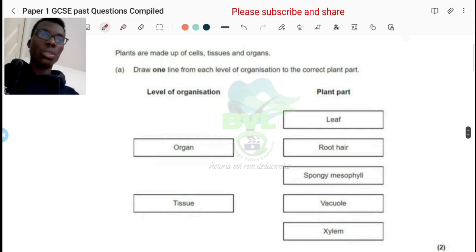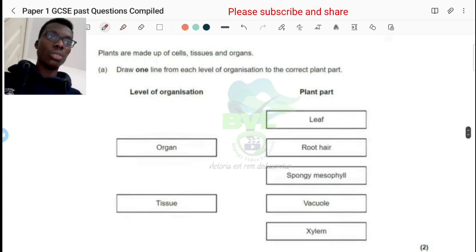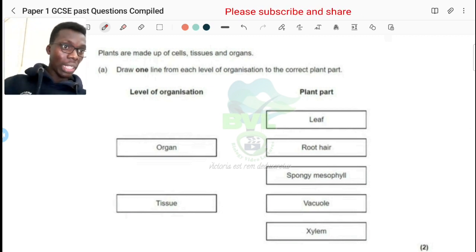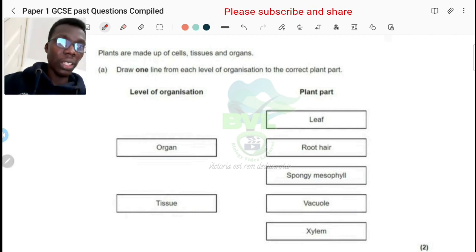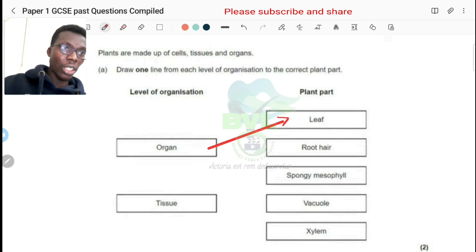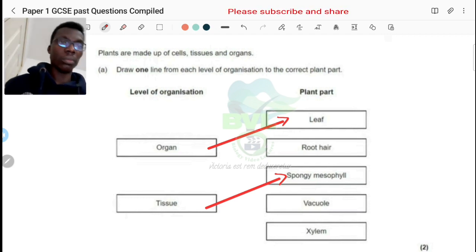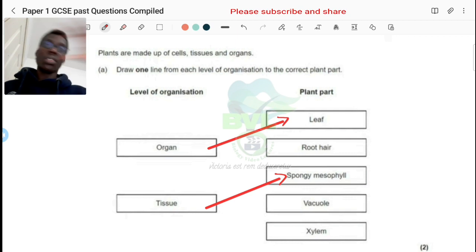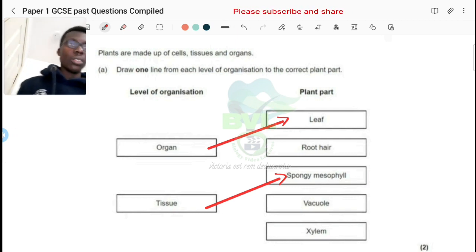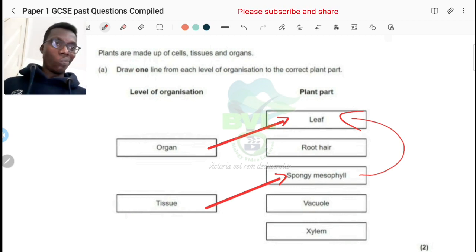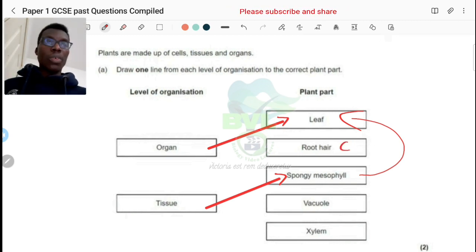Then it says draw one line from each level of organization to the correct plant part. So which of these is an organ? Leaf is an organ, while spongy mesophyll is a tissue, because those are collections of cells as it were. And you know that spongy mesophyll is even part of the leaf. Then root hair cell is just a cell. So moving on.